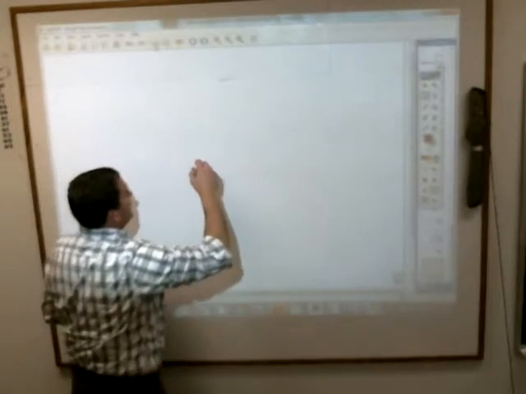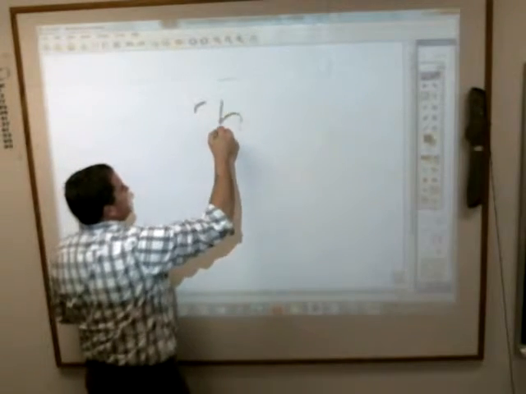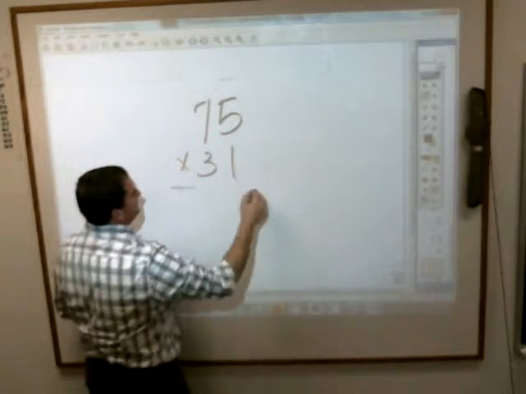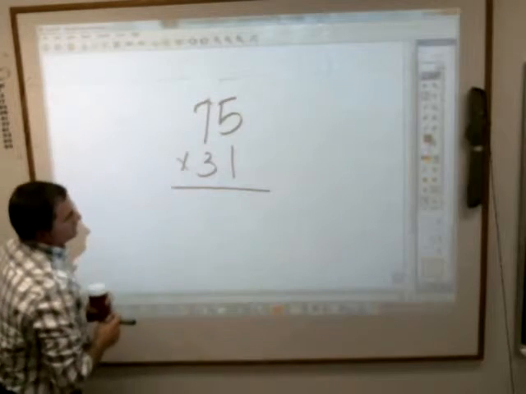Let's look at a really big problem. 75 times 31.